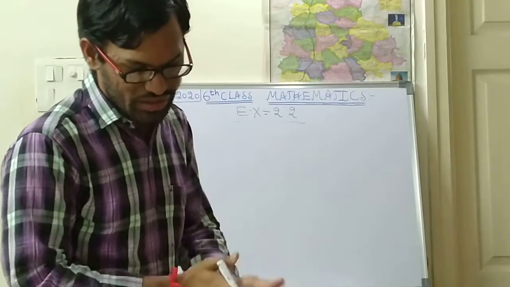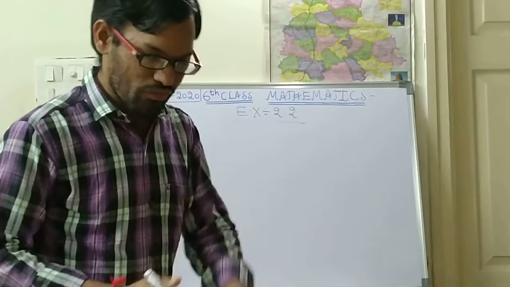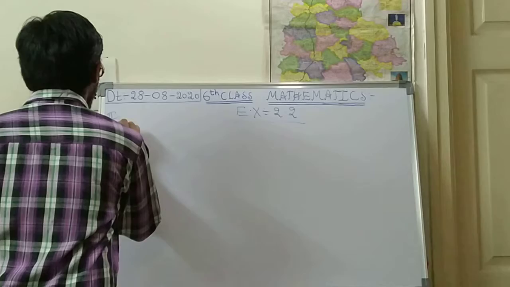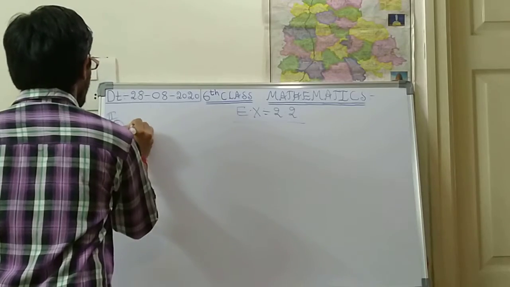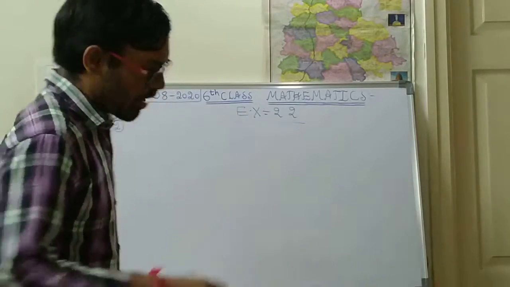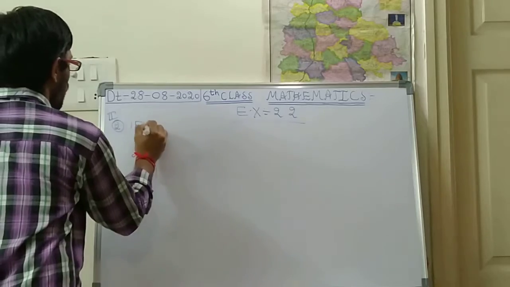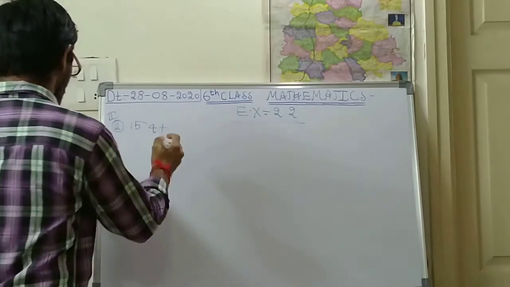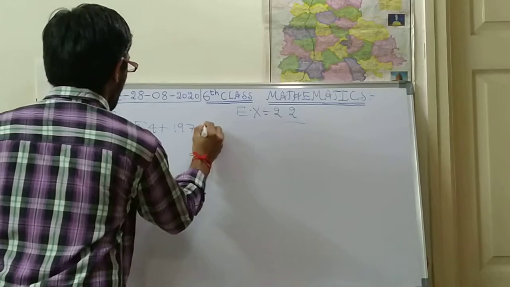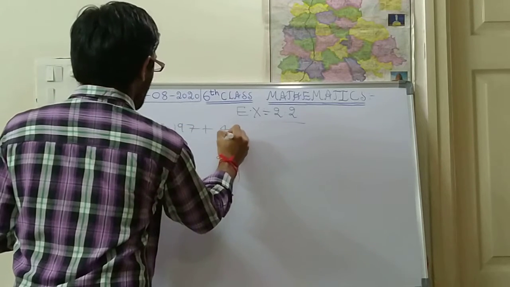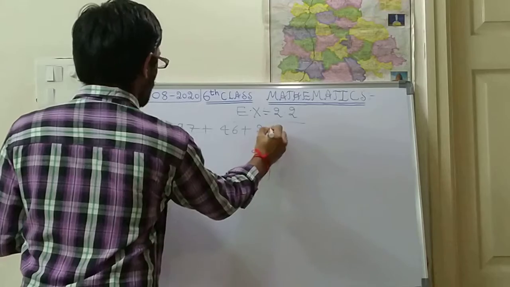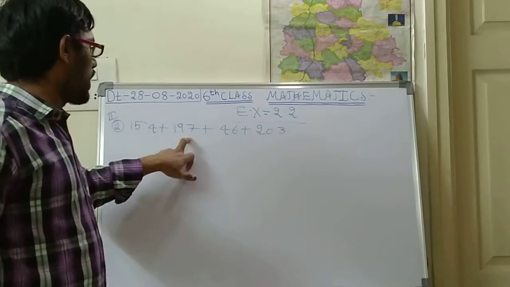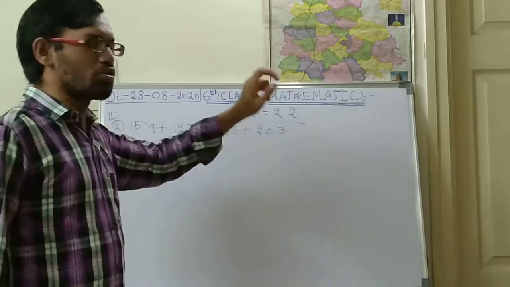find the sum by suitable arrangement. First problem I said, but now you see the second problem. The second problem is also the same kind of problem, children. What is it? 154 plus 197 plus 46 plus 203. Okay, 154 plus 197 plus 46 plus 203.